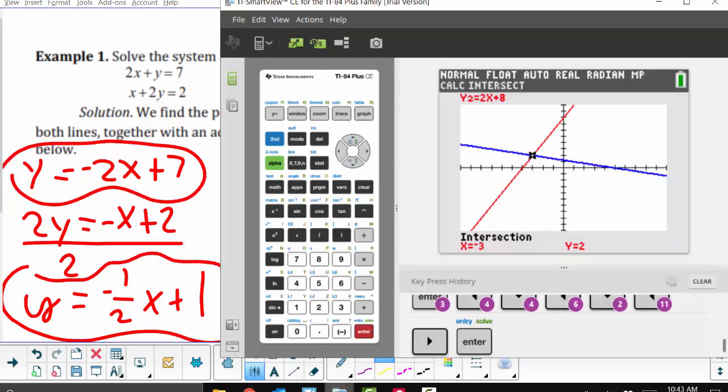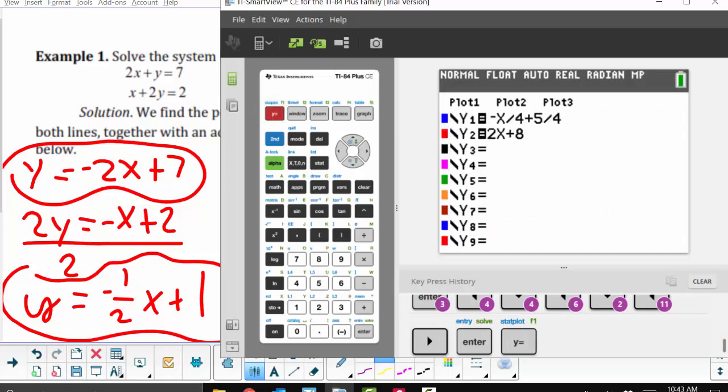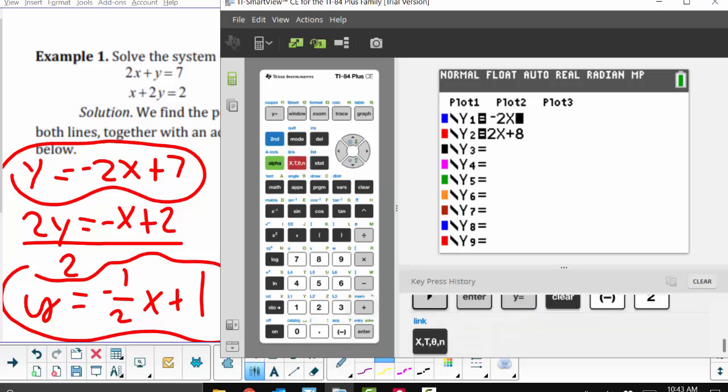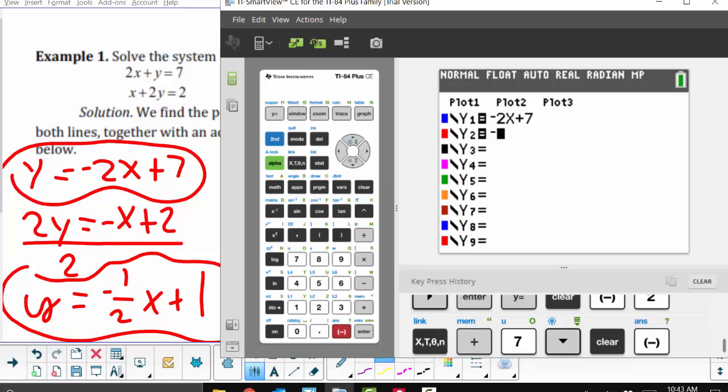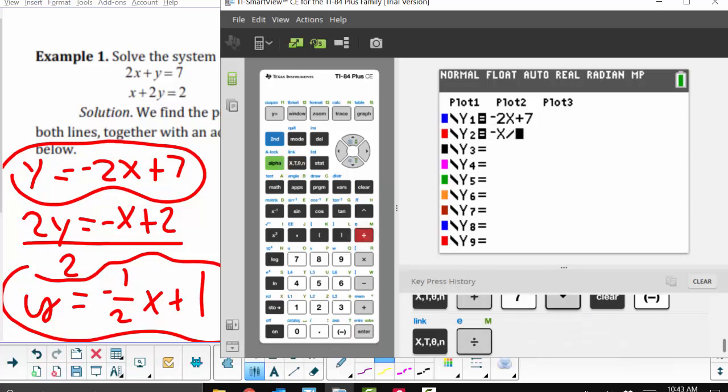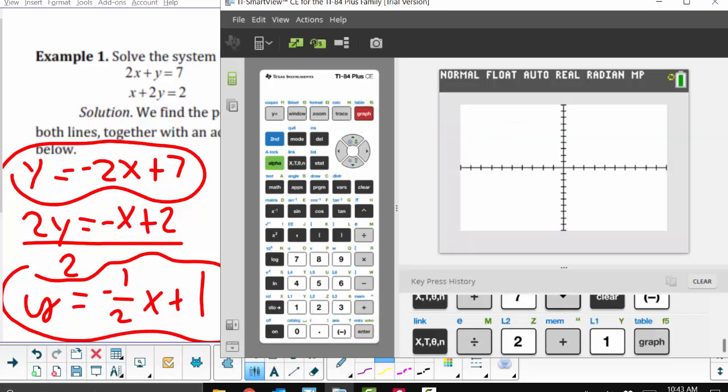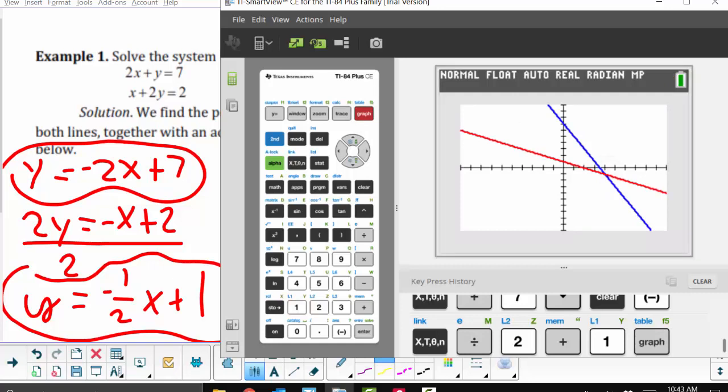So let's switch back over to our calculator. Go to y equals. Let's clear all that out. So I got negative 2x plus 7. There we go. And then negative x divided by 2, I don't feel like doing a fraction, plus 1. Now we're going to hit graph and see what we got. So it looks like those are intersecting at, 1, 2, 3, 4, negative 1 maybe? Looks like 4, negative 1, but let's verify that.